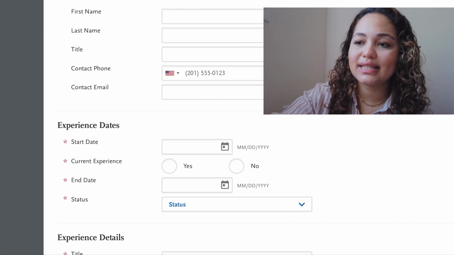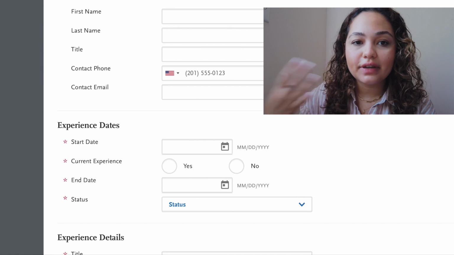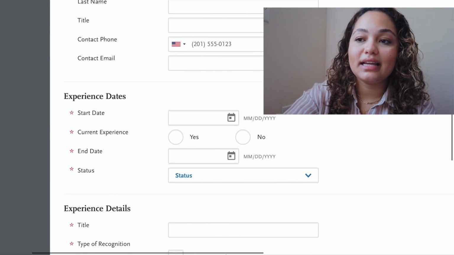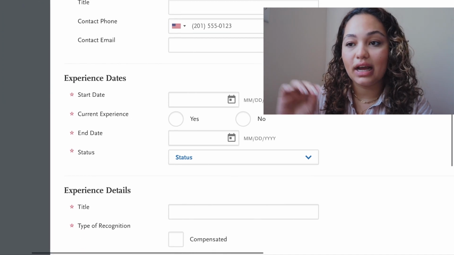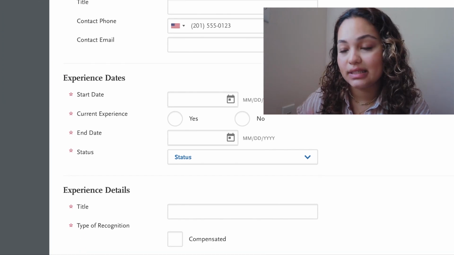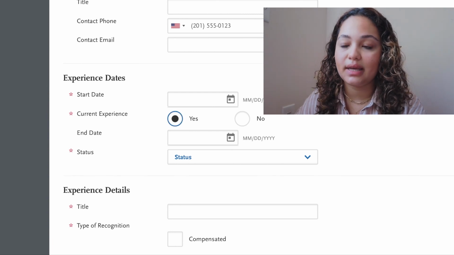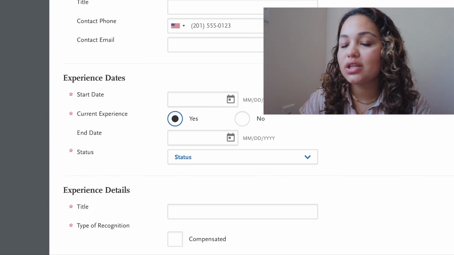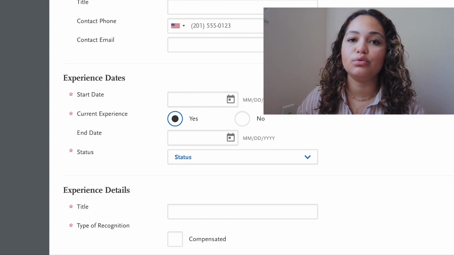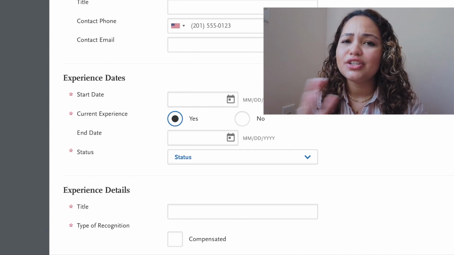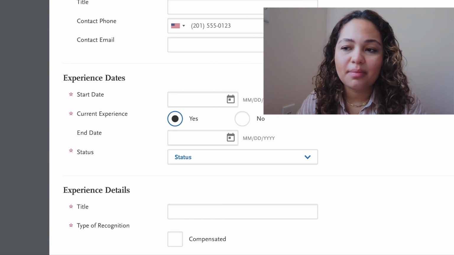For experience start date and end date, if this is something that you're still doing, this is where you put current experience. And in that case, the end date will actually become non-mandatory, which means you don't have to put in an end date if you're still participating in this activity. The start date, you can just approximate. Obviously, if you did this like 3 years ago and you don't remember when you volunteered, just put in the approximate amount of time.